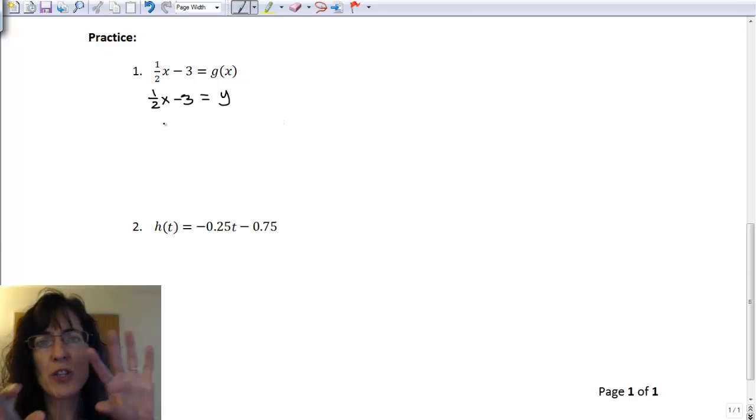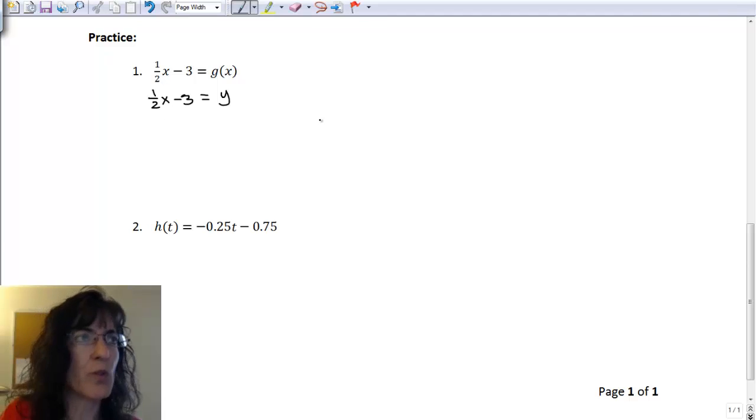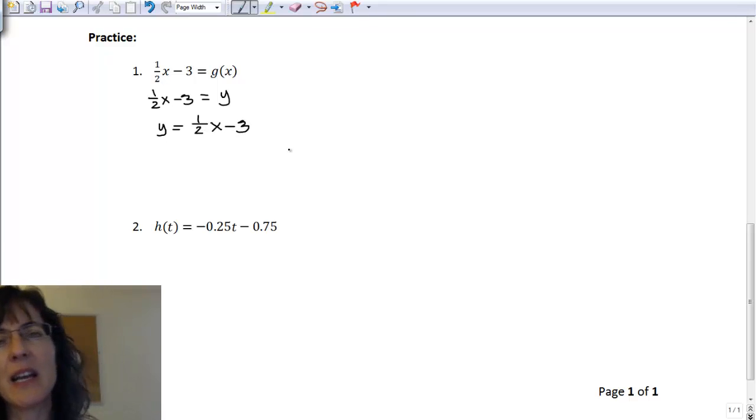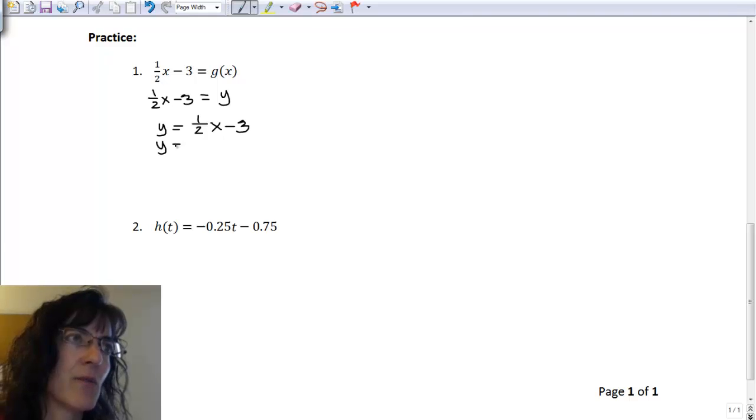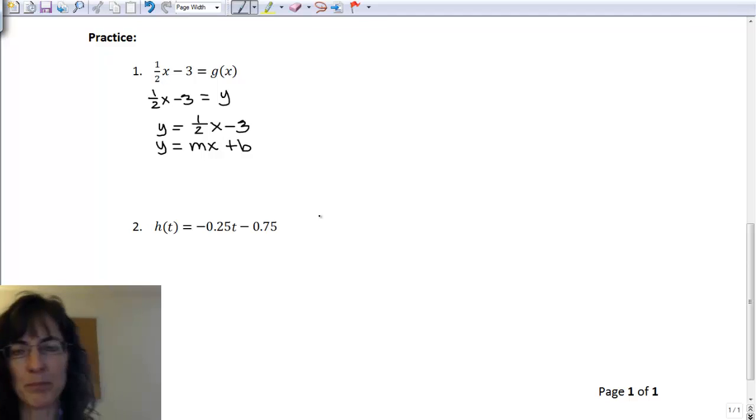So I'm going to switch the two sides, both sides of the equal sign. On the left now I'll put y equals. On the right, I'm going to put 1/2 x minus 3, and I like that a lot more because it's in the form I'm used to, y equals mx plus b.